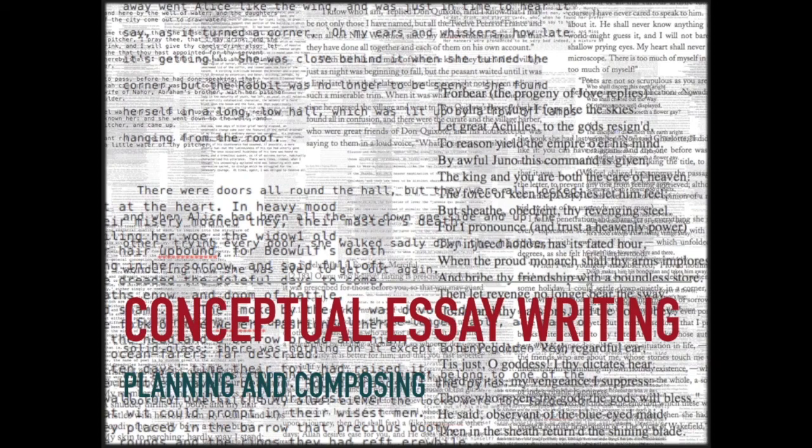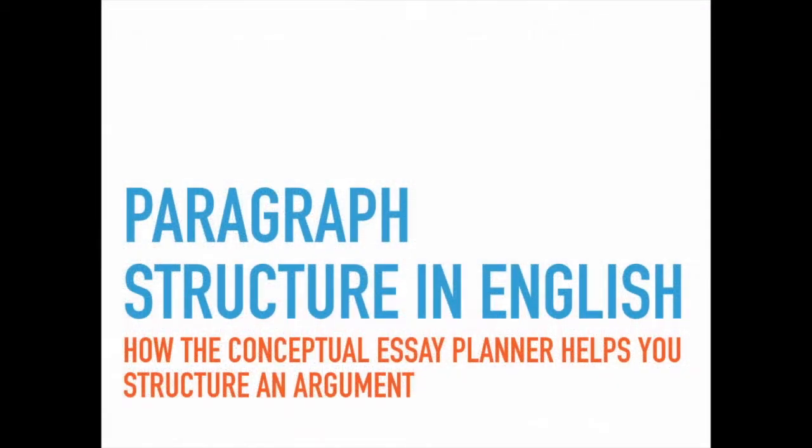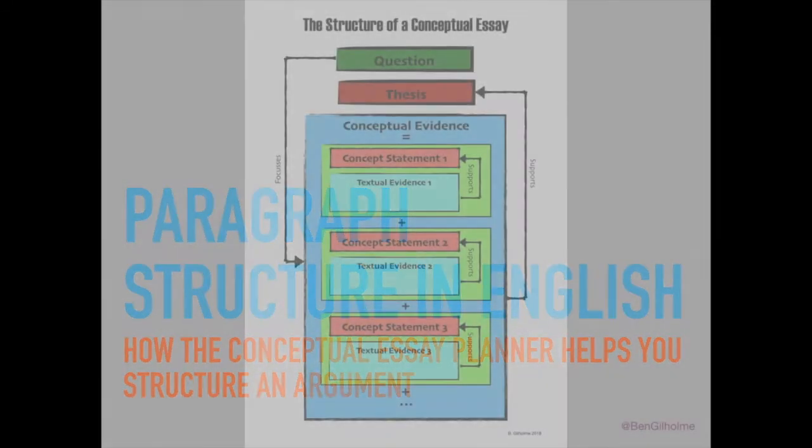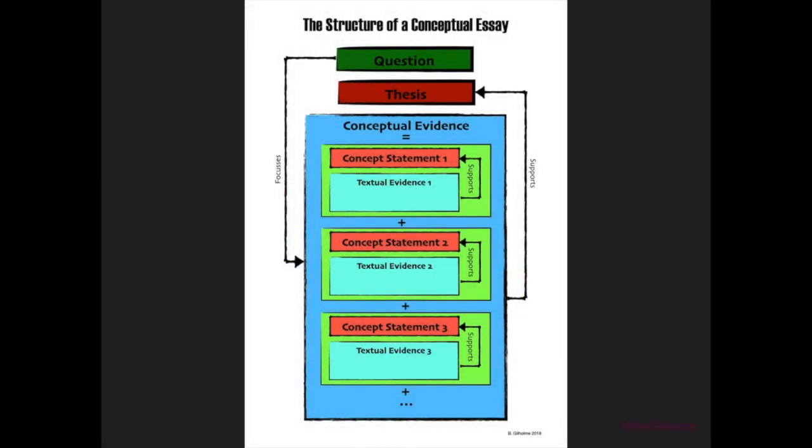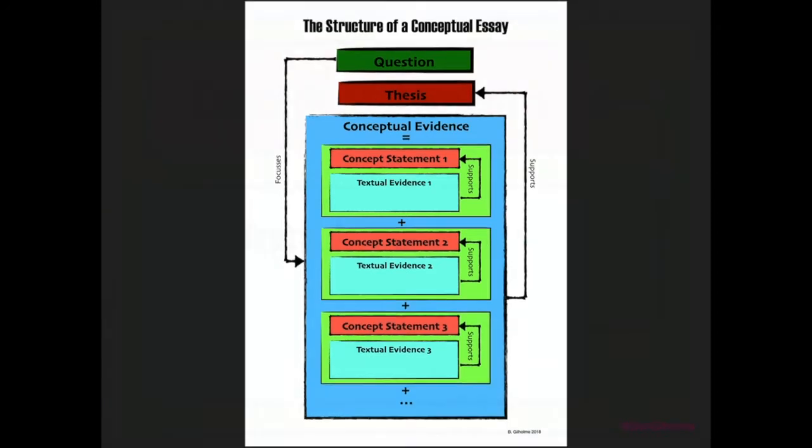So I'm just going to go through basically how the paragraph structure works in the conceptual essay planner, and how that's going to help you to actually structure your argument and organize your ideas. Before we do, it's just a good idea to refresh on how a paragraph fits into the essay as a whole. So remember that your goal is to prove that your thesis is an answer to the focus, which is provided by the question. So you support that with conceptual evidence, which is then broken down into a series of steps. And the conceptual evidence you support with your textual evidence.